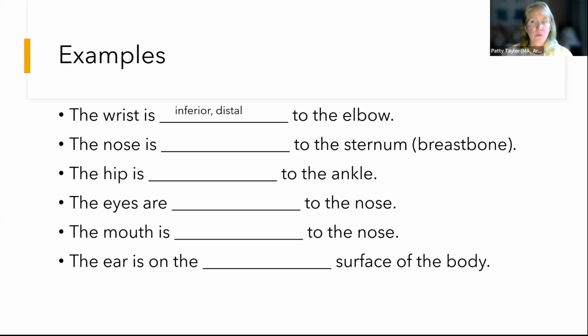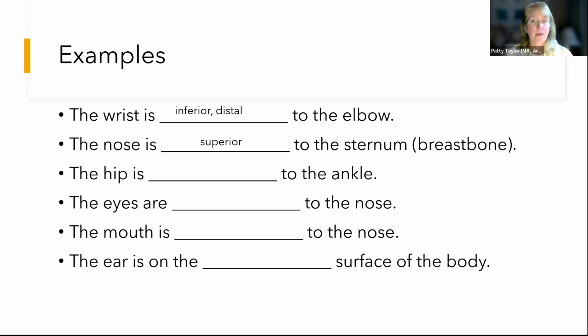Let's talk about the nose relative to the sternum or breastbone. One thing you could say here is the nose is above or superior to the breastbone. Both are medial, so you would want to avoid using a term that is the same for both. If the nose is medial to the sternum, then I'm assuming the sternum must be lateral. And that's not the case. Both are sitting along the midline of the body.